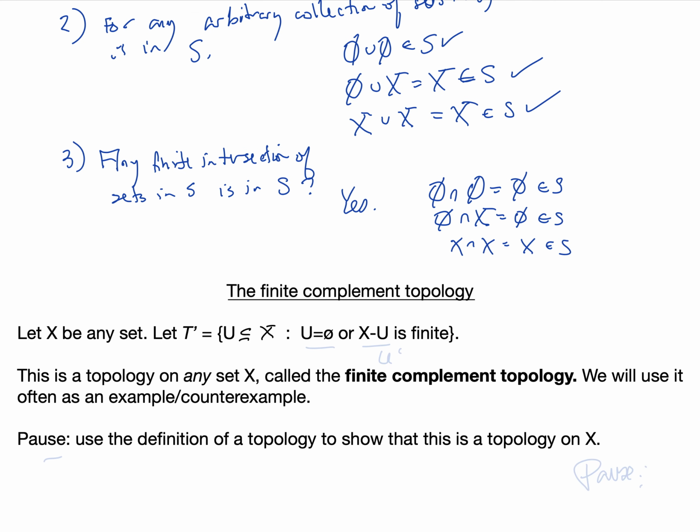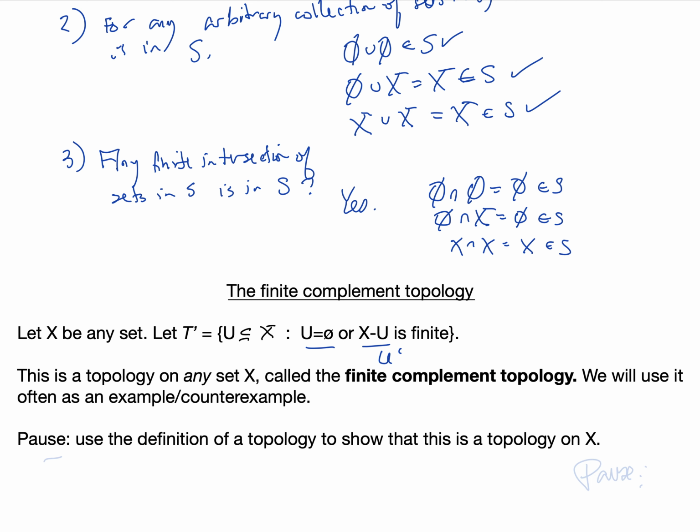Here is one more topology that is a topology on any set X. It's called the finite complement topology. And so if X is a set, let T prime be the collection of subsets of X such that U is equal to the empty set, or the complement of U, or X minus U, is finite. This is a topology on any set X, and it's called the finite complement topology.